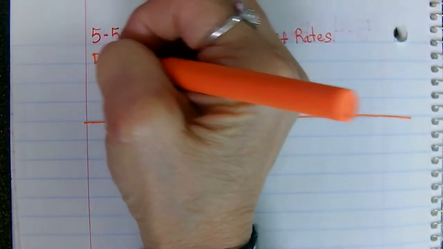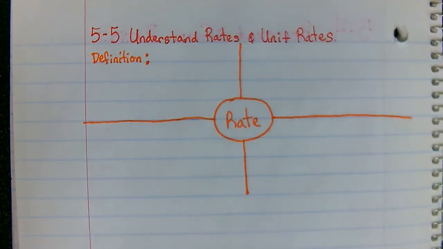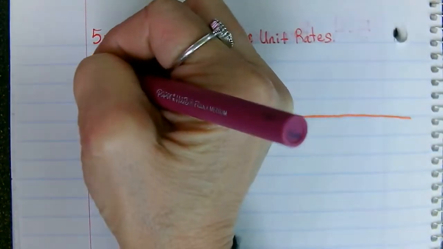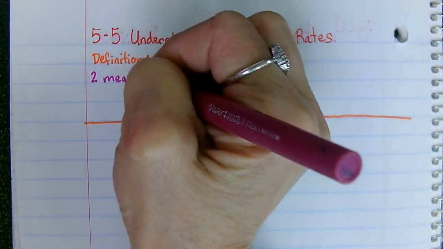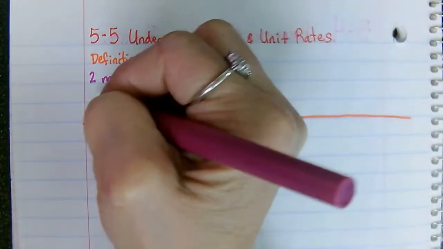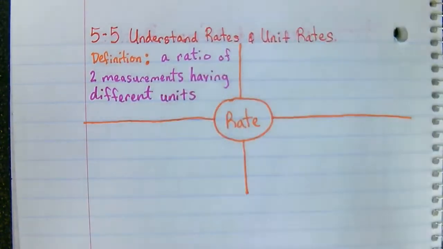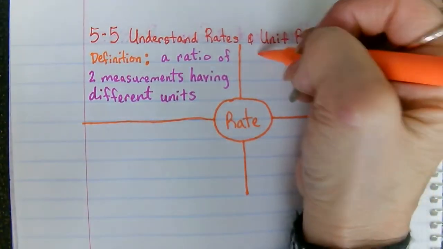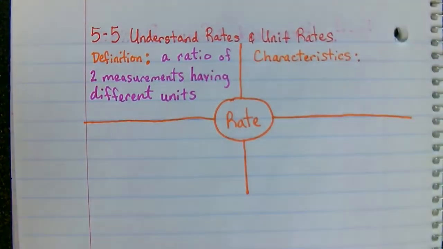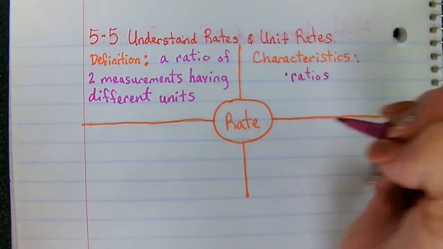So the definition is a ratio of 2 measurements having different units. Okay, now the characteristics will go right here. And that includes ratios, and that includes units are different.